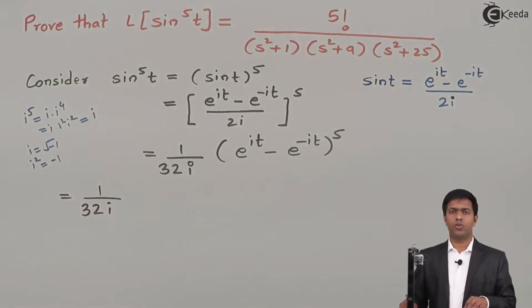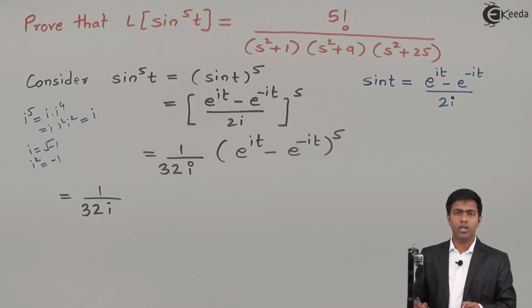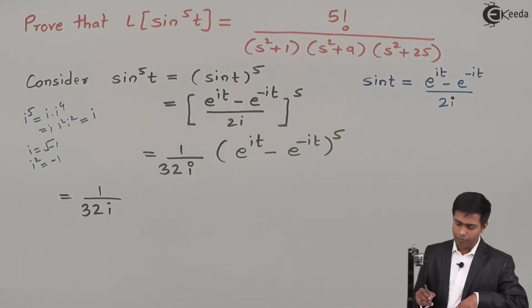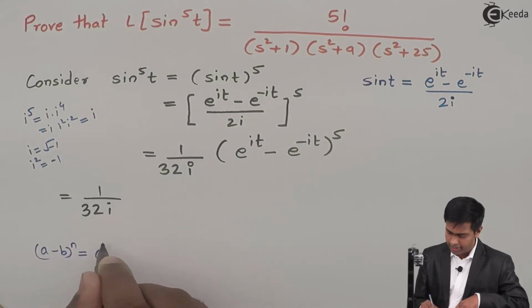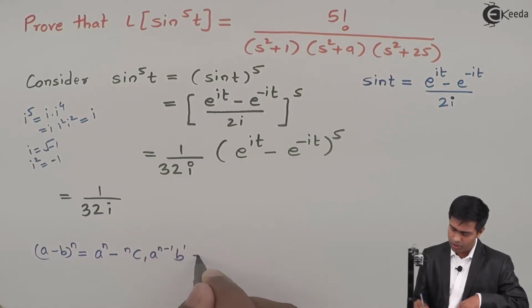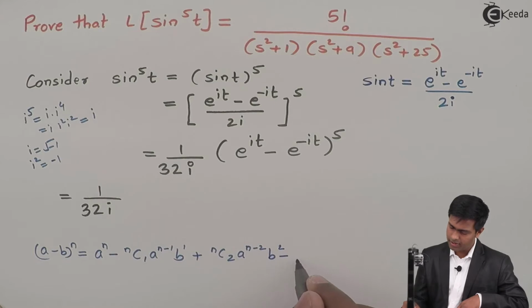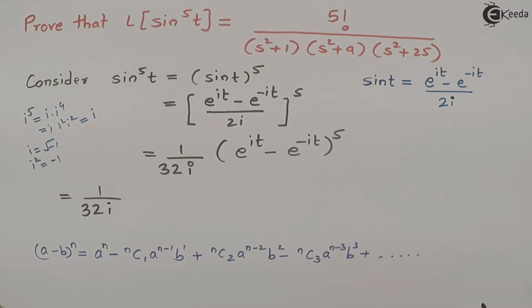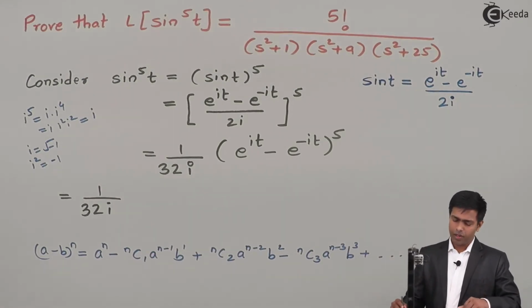What is the binomial theorem? We have a formula for the binomial theorem, that is (a minus b) raised to n. So here I'll write it down. The formula of (a minus b) raised to n in binomial is a^n minus nC1 a^(n-1) b^1 plus nC2 a^(n-2) b^2 minus nC3 a^(n-3) b^3 plus and so on, and in the end we'll get b^n. It might be minus or plus based on the power of n. So we'll apply this formula.